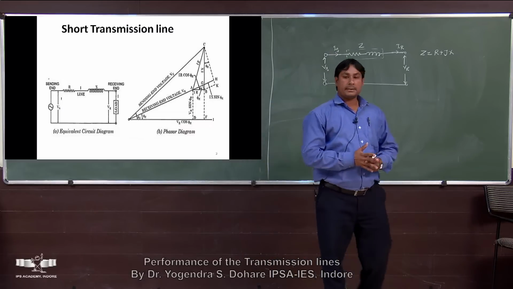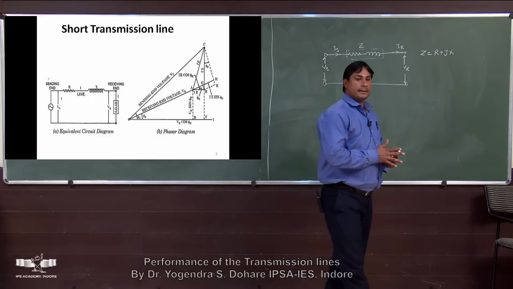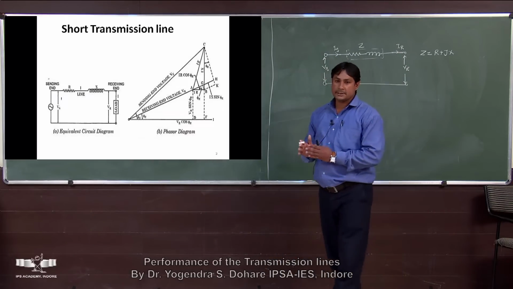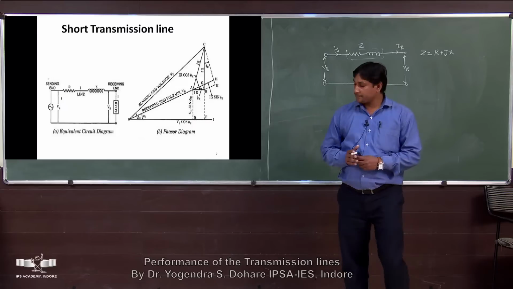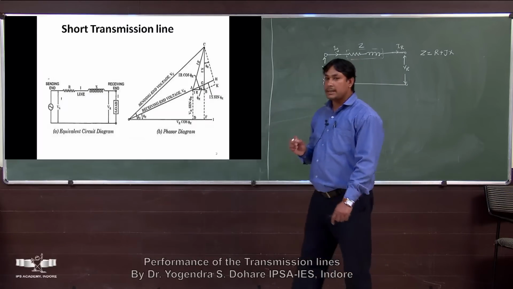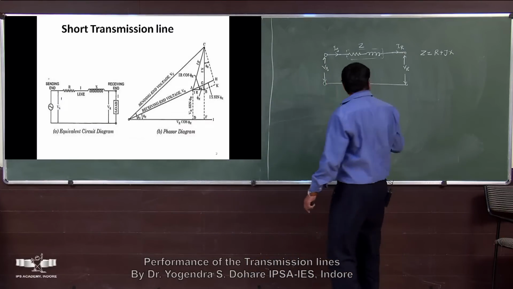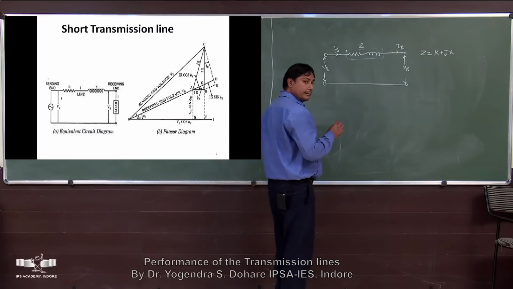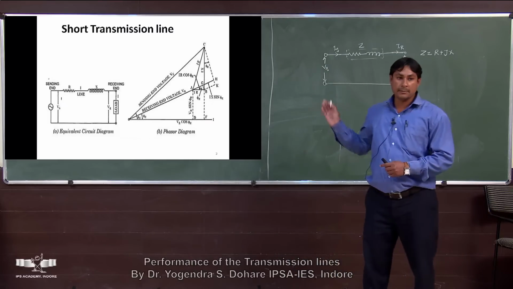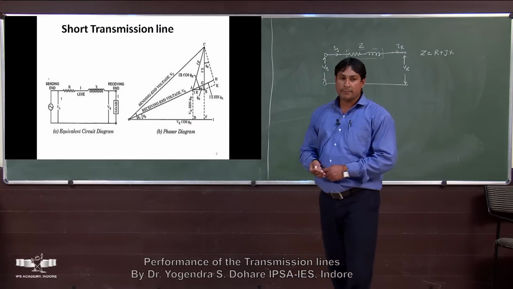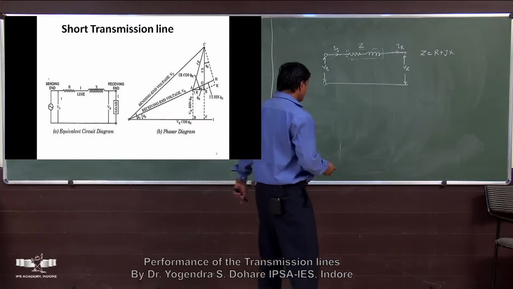In short transmission lines, we neglect the shunt capacitance and conductance. That means we neglect the shunt parameters and consider only the series parameters. Due to the short length of the line, the capacitance effect is neglected. We can write the equations using this model and also draw the phasor diagram. So, first we draw the phasor diagram of this equivalent circuit. How to draw?